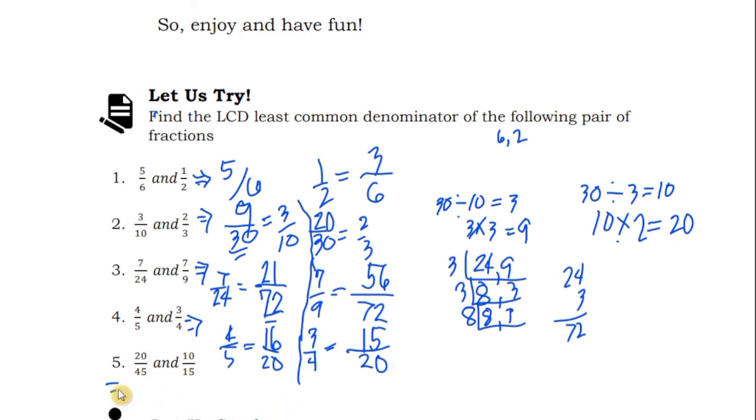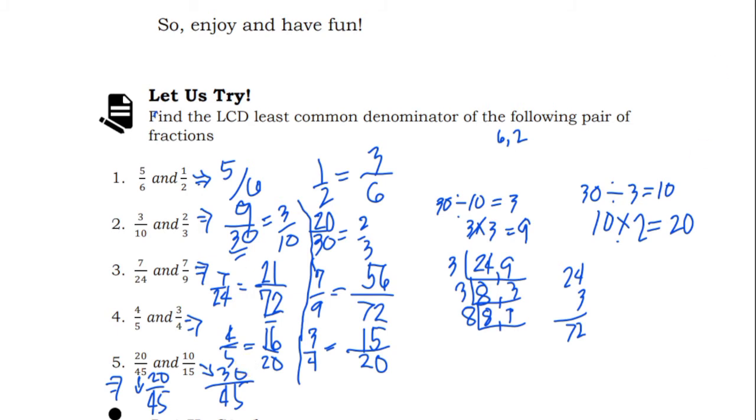Here we have this one, the 15 and the 45. So this is divisible by 45. 20, still 20 over 45. Here we have 45. 45 divided by 15 is 3. 3 times 10 is 30.